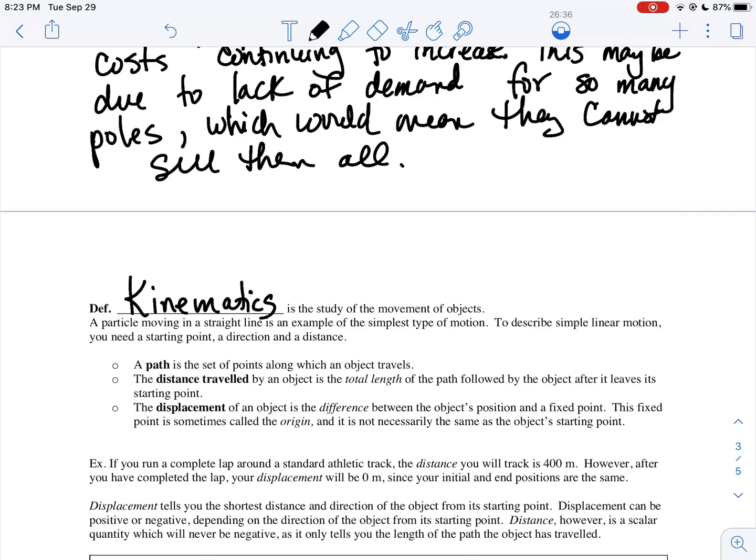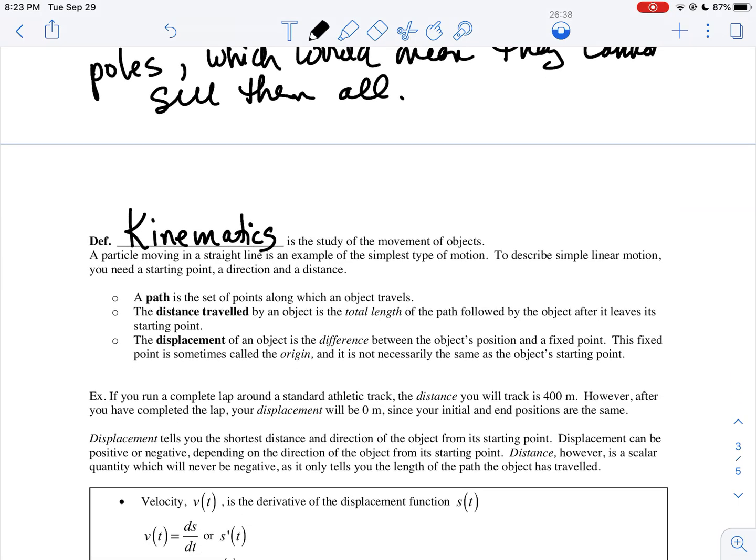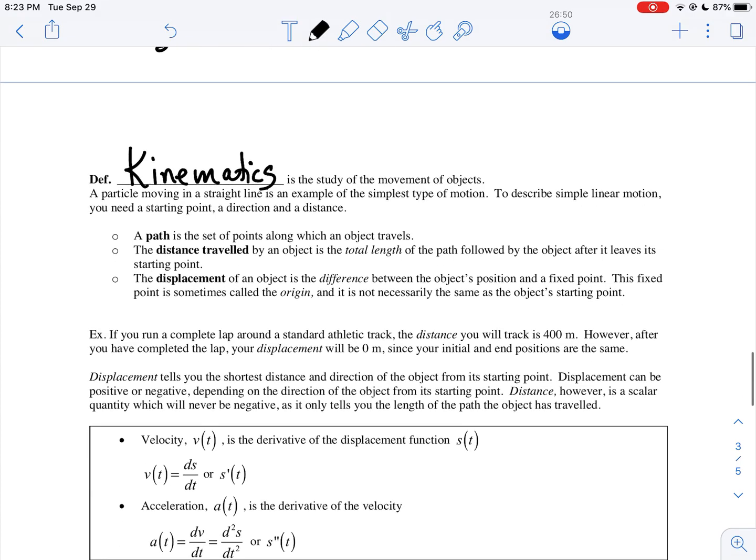All right, so for example, if you run a complete lap around a standard athletic track, the distance you will travel is 400 meters. However, after you completed the lap, your displacement will be 0 meters since your initial and end positions are the same.